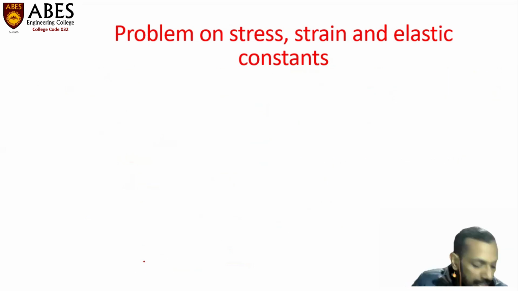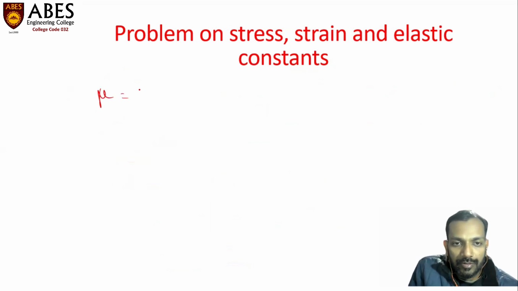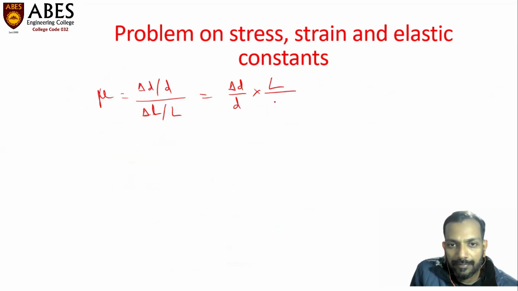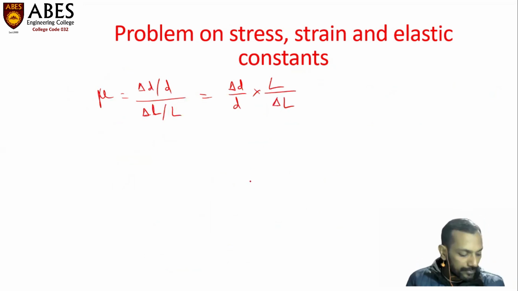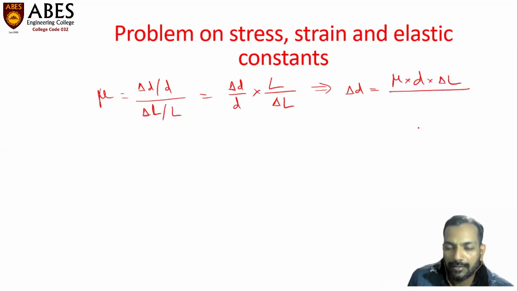So let's apply the relation for Poisson's ratio. Poisson's ratio mu is equal to change in dia upon original dia upon change in length upon original length. It's equal to change in dia upon original dia multiplied by length upon change in length. From this, we can get the value of delta D. It implies that delta D is equal to mu multiplied by D into delta L upon L.